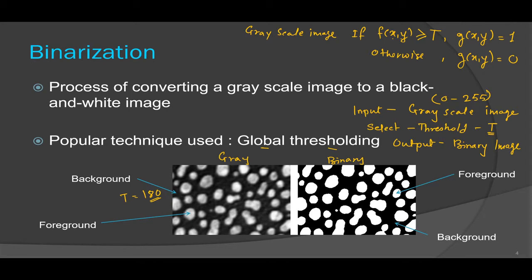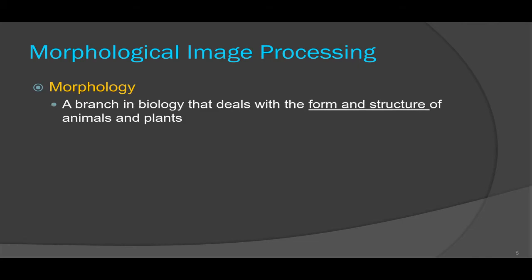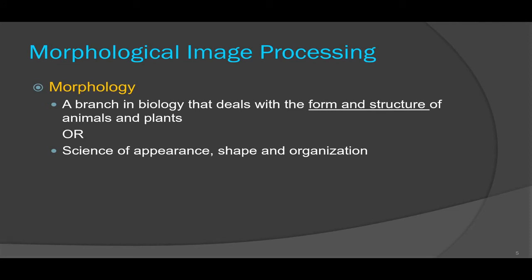So let us proceed with morphological image processing. As I stated earlier, what is morphology? The word morphology commonly denotes a branch of biology that deals with the form and structure of animals and plants. As I stated, we are using the same word in the context of mathematical morphology. In other words, morphology is the science of appearance, shape and organization. So what is now mathematical morphology?